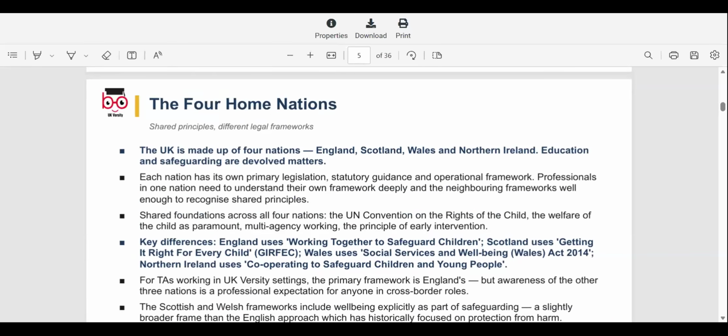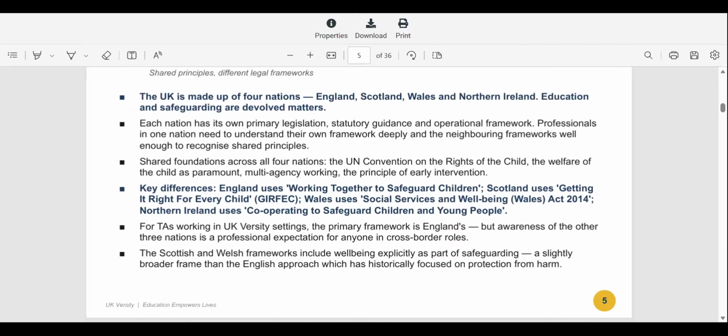We have 4 nations within the UK: England, Scotland, Wales, and Northern Ireland, and obviously they each have their own legislation and their own guidance, and we'll go through them a little bit so you've got an idea. But predominantly we'll concentrate on England itself, and how it's managed by the UK Parliament, whereas Scotland is managed by the Scottish Parliament.